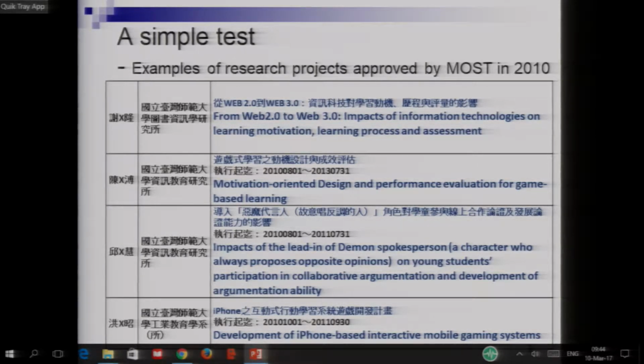So learning process is important, and until this year, it is still very new because few studies try to do that. Okay, it's somewhat difficult, but it is worth investigating. Okay, let's look at the second project: motivation-oriented design and the performance evaluation of game-based learning.